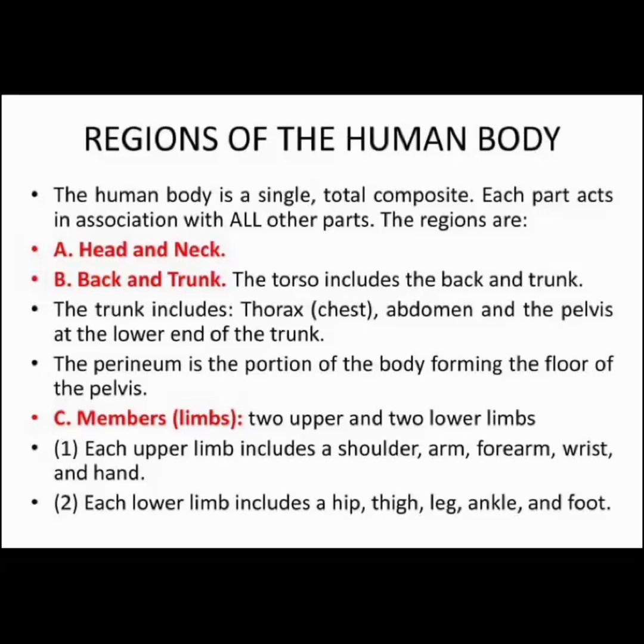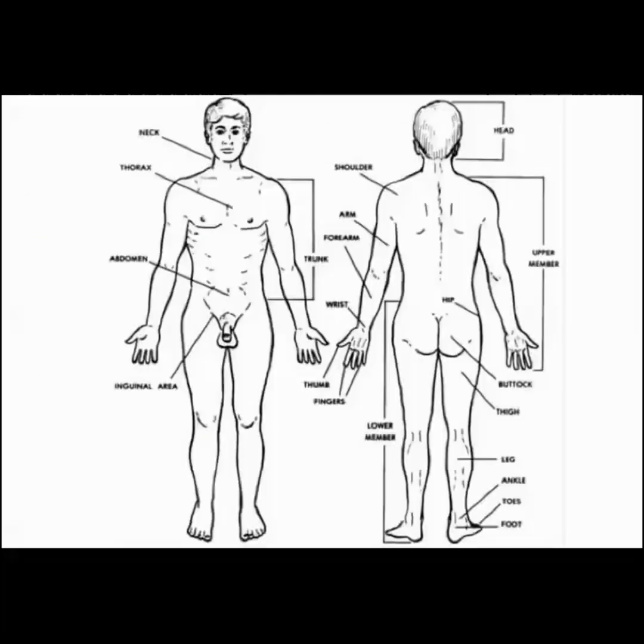See, the members means the limbs, two upper and two lower limbs. First, each upper limb includes a shoulder, arm, forearm, wrist, and hand. Second, each lower limb includes a hip, thigh, leg, ankle, and foot. So these are the divisions of the upper limbs, lower limbs, and the back and trunk. This is the picture to understand all the divisions.